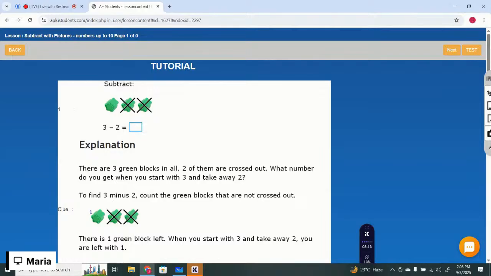So we have 3 green blocks. 2 of them are crossed out. You need to count the ones that are not crossed out. 3 take away 2 is 1. Got it?